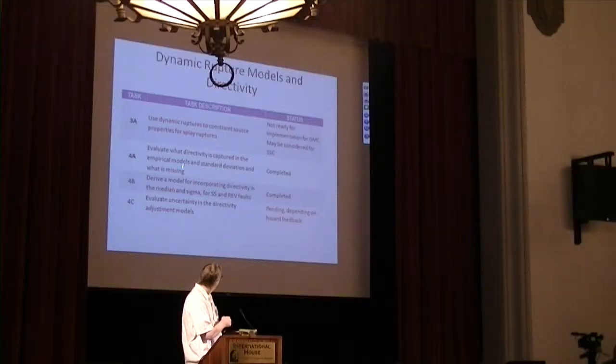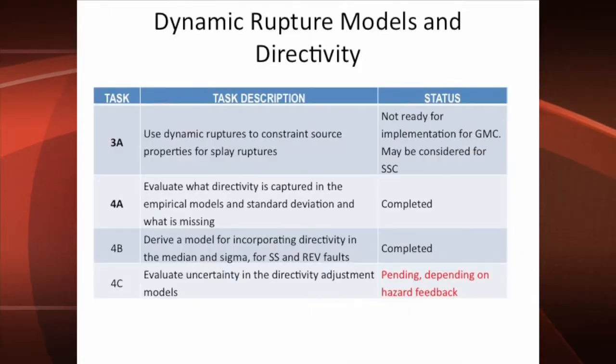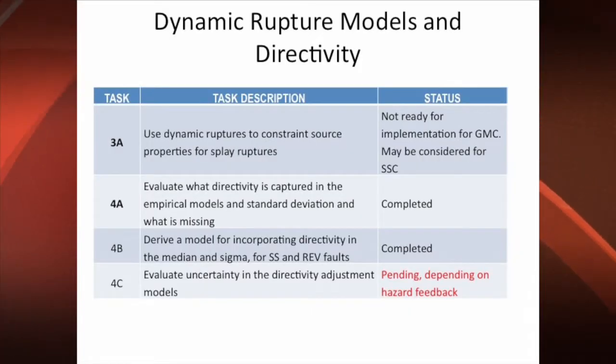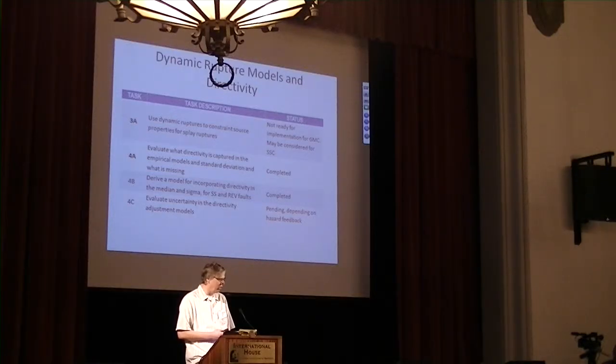This is, again, from PEER studies, and will be summarized in a set of PEER reports. The piece that is still pending is evaluating the uncertainty in that directivity adjustment. I said pending, depending on hazard feedback. If this is a significant contributor to hazard, we need to have the uncertainty in that term. If it's a small contributor to uncertainty, then we'll just use a single model and go forward.